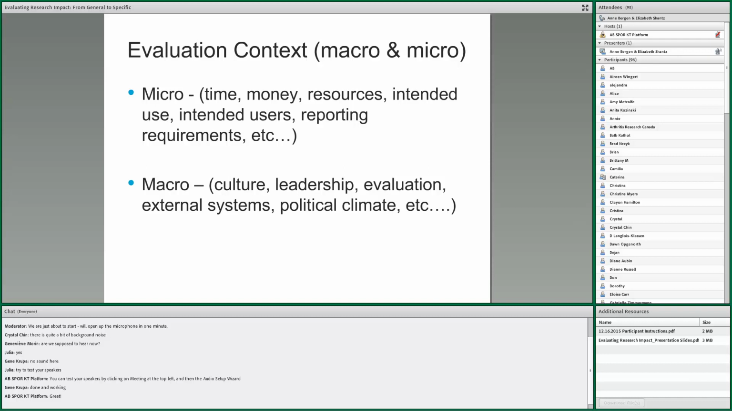Also think about political climate and end users' ability to report that they are using research. It may be that people are using research but aren't able to go on the record in saying that they've used a particular piece of research.